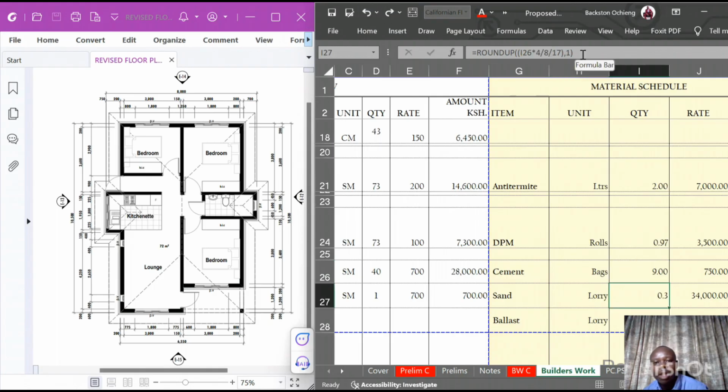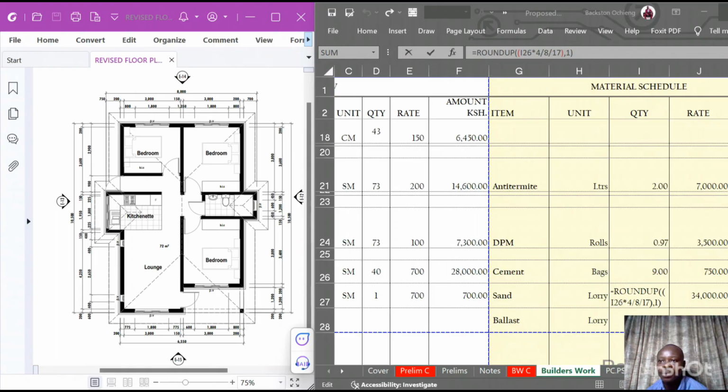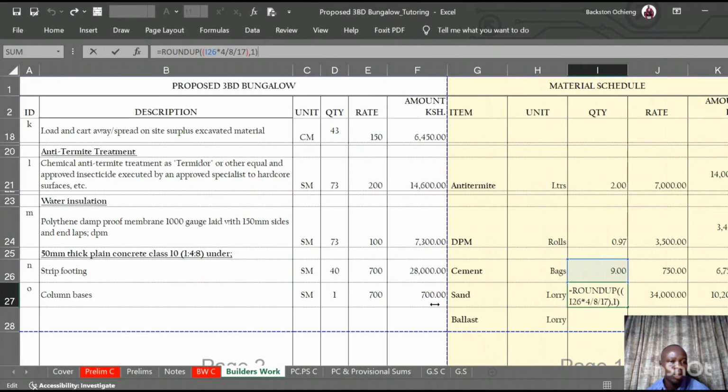Sand, we now take the bags of cement. Okay, according to the formula bar, what I have here, take the bags of cement, multiply by 4. Why do we multiply by 4? According to the ratio that we are dealing with, it's 1 to 4 to 8. Okay, so we are taking the bags of cement. 1 to 4 to 8 means in each and every bag of cement, we are going to apply 4 bags of sand. Okay, because the ratio is cement to sand to ballast. So we're going to apply 4 bags of sand to it.